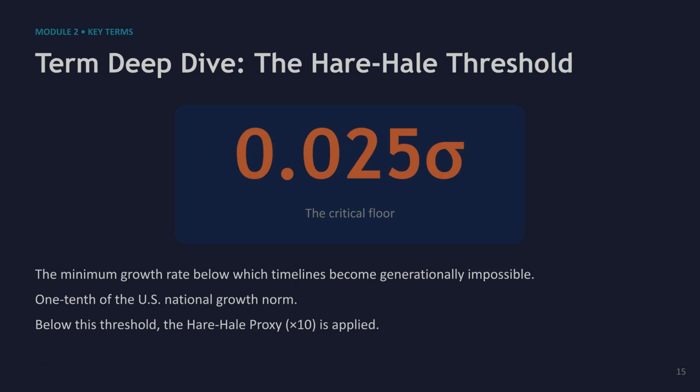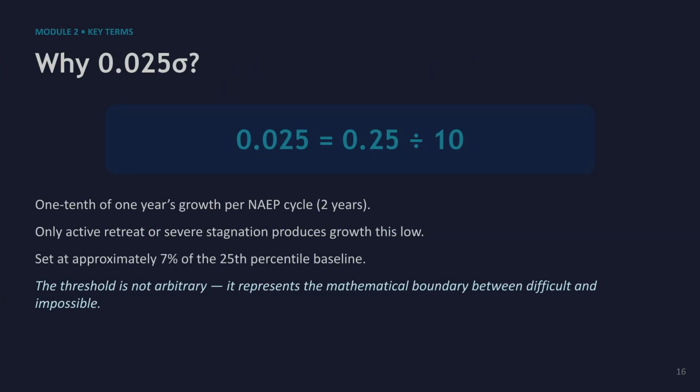The Hare-Hale threshold is 0.025 sigma, known as the critical floor. This minimum growth rate is 1/10 of the U.S. national growth norm. Below this threshold, timelines become generationally impossible, and the Hare-Hale proxy is applied. The 0.025 sigma threshold is 1/10 of 1 year's growth per NAEP cycle. Only severe stagnation or retreat produces growth this low, and it represents the mathematical boundary between difficult and impossible progress.